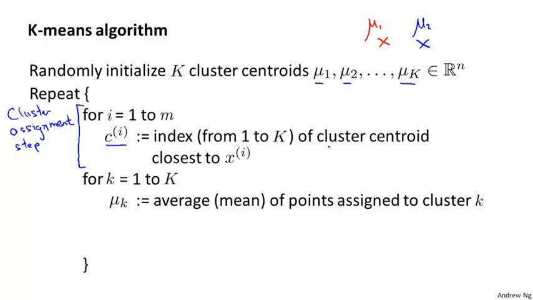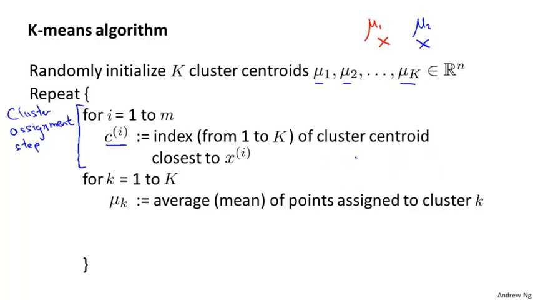Another way of writing this is, to compute ci, I'm going to take my ith example xi, and measure its distance to each of my cluster centroids. This is mu and then a lowercase k. So capital K is the total number of centroids, and I'm going to use lowercase k here to index into the different centroids. So ci is going to minimize over my values of k, finding the value of k that minimizes this distance between xi and the cluster centroid, and that value of k is what gets set in ci.